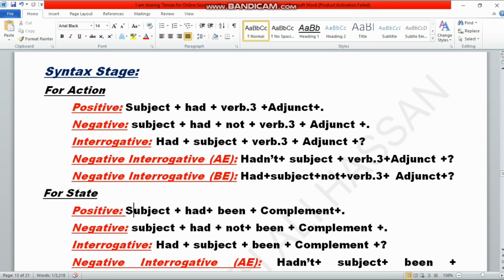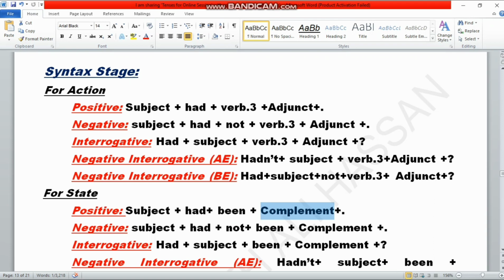The positive sentence construction appears like this: subject in the beginning, followed by had, as we just discussed earlier. And then there should be the third form of the to be verb, which is been. And then there need to be some words written in order to complete the meaning of the sentence. Grammatically, that is called complement.